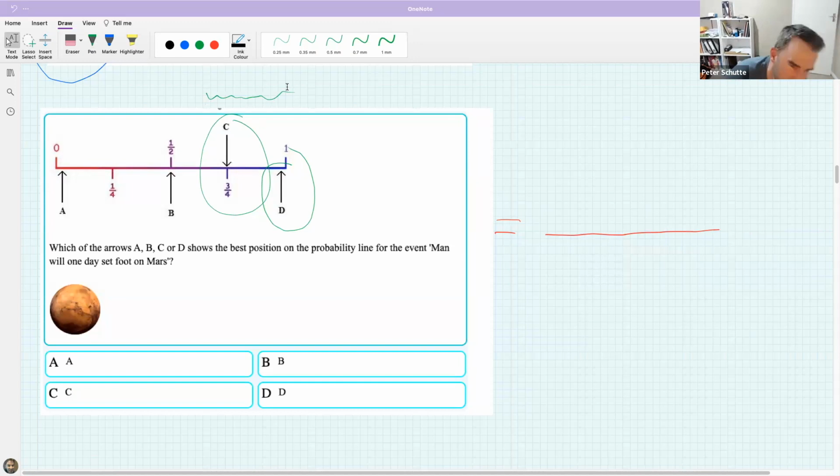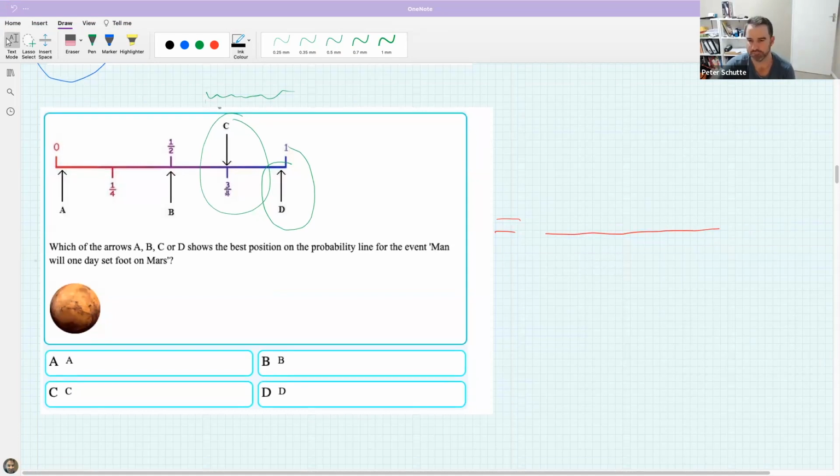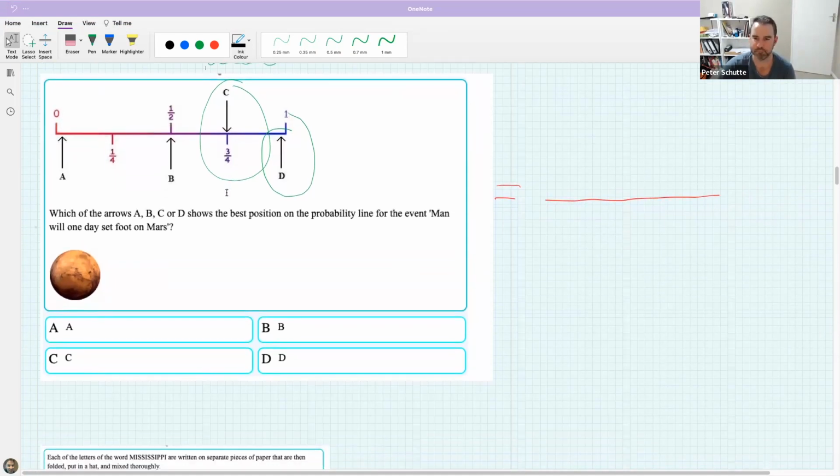But that's more just a judgment question. And a little bit, it relies on your general knowledge. So it's not likely to come up in an exam, but I just thought, interesting question.